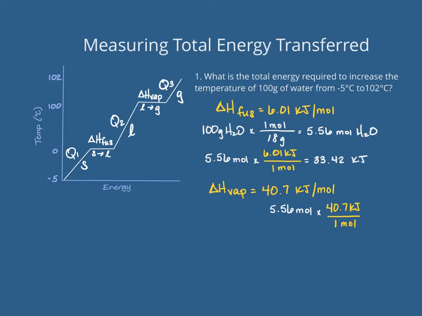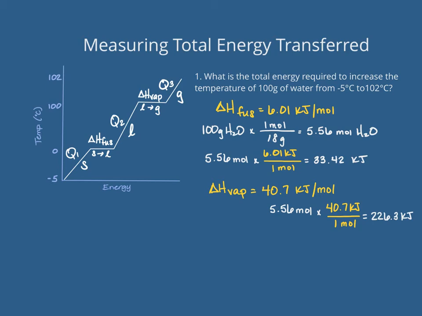So I take 5.56 moles times 40.7 kilojoules over 1 mole. My moles cancel, and I'm left with 226.3 kilojoules. So it takes 226.3 kilojoules to vaporize 5.56 moles, or 100 grams of water.